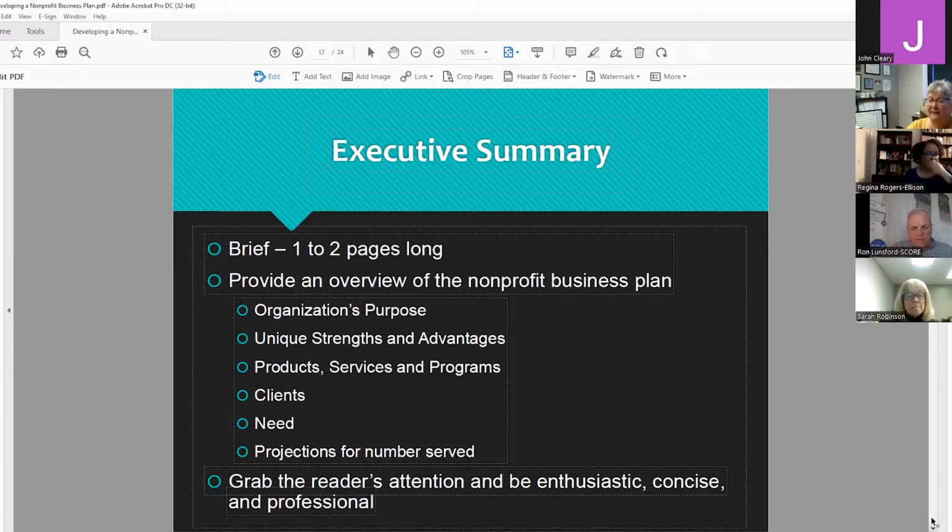You're going to talk a little bit about the need for what you're doing, because that's certainly important. And then the projections for the number of people that you hope to serve. I used to serve on the board of an organization. They've been around for a lot of years, and they try to serve 12 women a year, which seems like not very many women. But what they do is provide a very intense service, and that's really all that they're able to generally serve. So what are your projections for your number served? Is it going to be hundreds? Is it going to be a few? And then try to, with this executive summary, grab the reader's attention and be enthusiastic, concise, and professional.